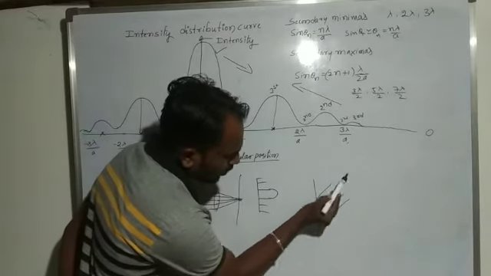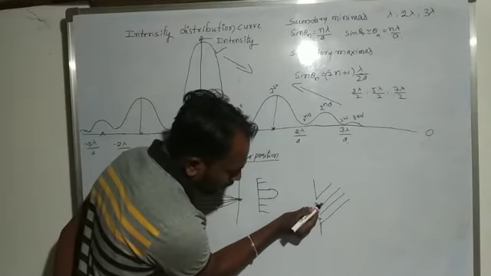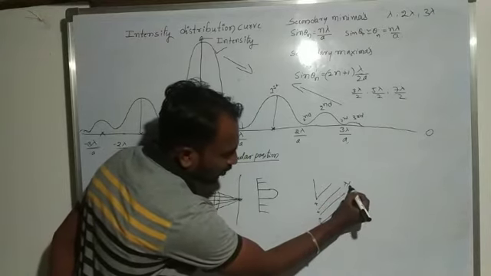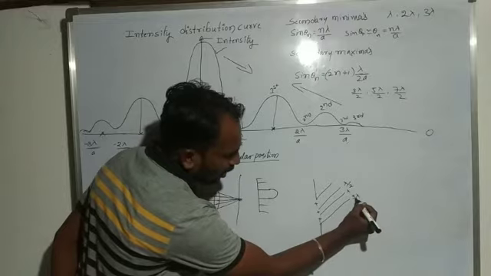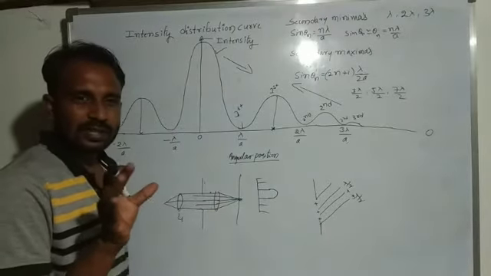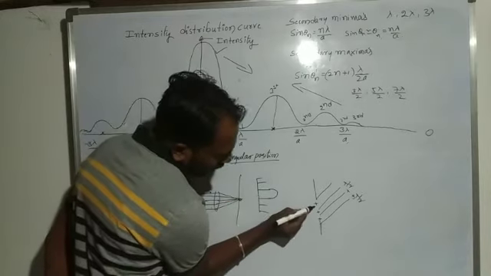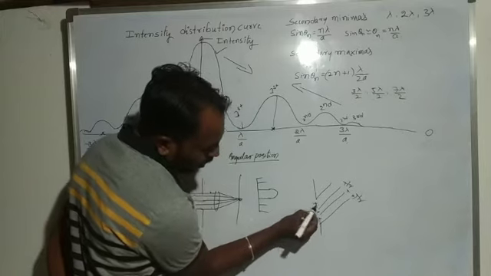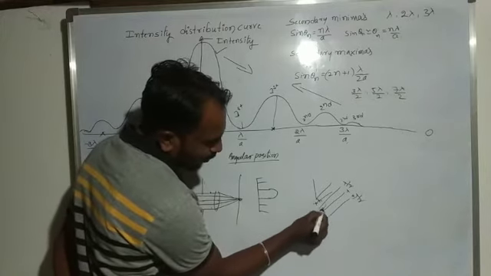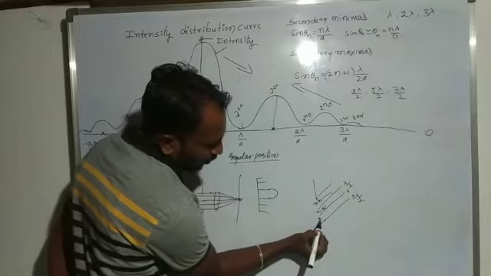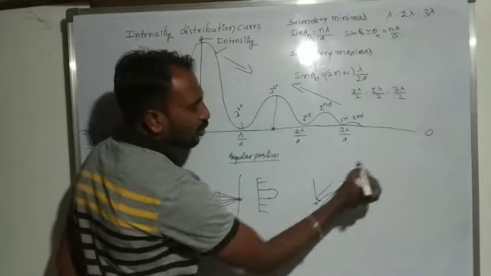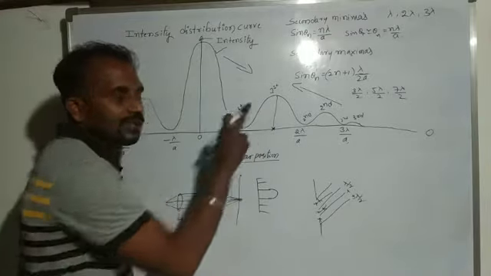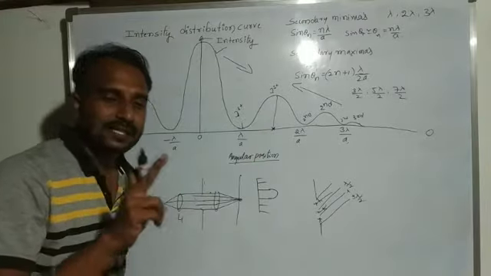Here we consider the path differences: between the waves it is lambda by 2, then lambda, and 3 lambda by 2. So these are the path differences we consider. These two in between have lambda by 2, and these two also lambda by 2. After these two cancel each other, finally the remaining wave produces a particular intensity of a fringe. So that's what we consider a first secondary maxima.